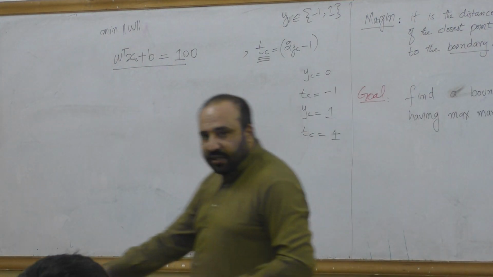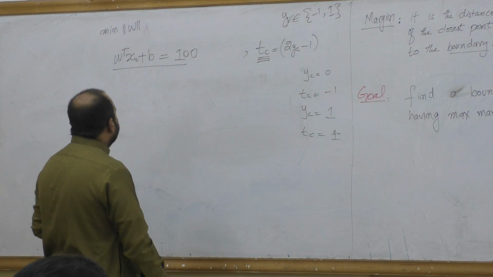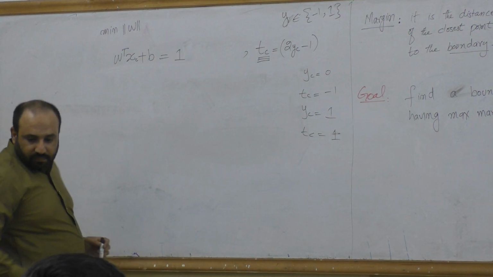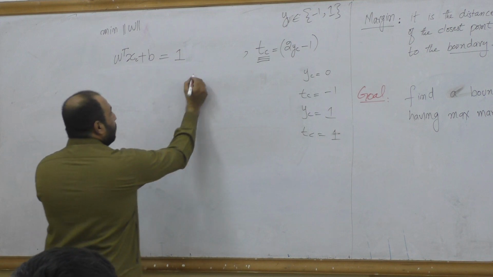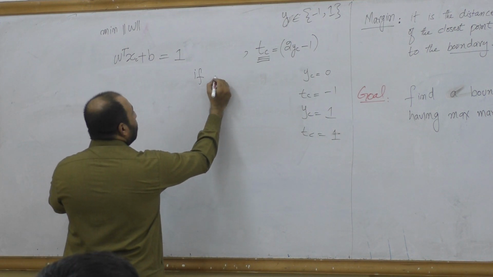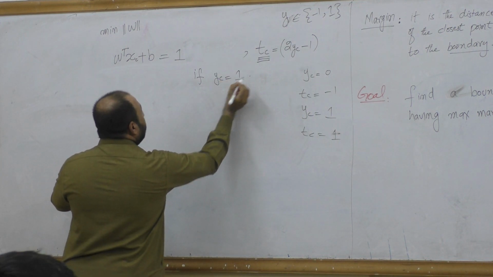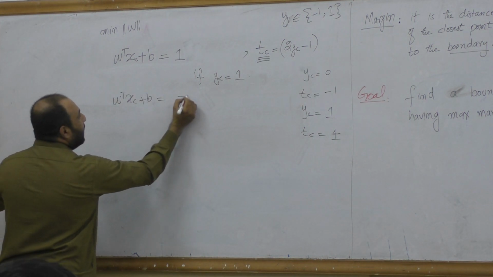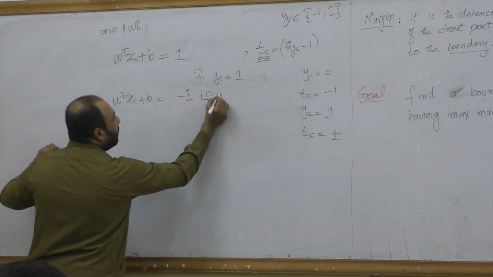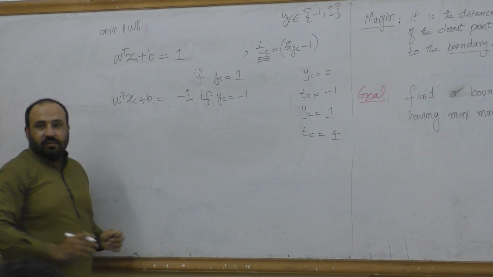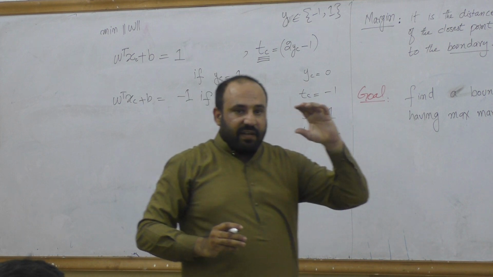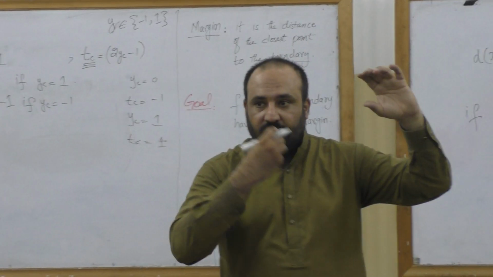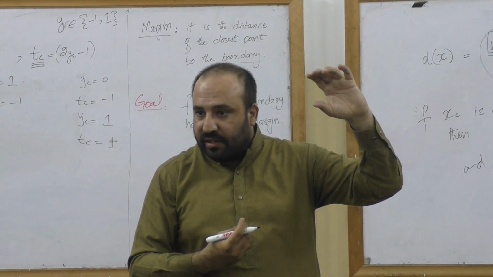A little more modifications and then we will be very close to this. I'm writing this fixed factor as 1. If YC is equal to 1, then W transpose XC plus B should be 1, and it should be minus 1 if YC is equal to minus 1. Make sense? I'm fixing the numerator and decreasing the divider or the denominator.